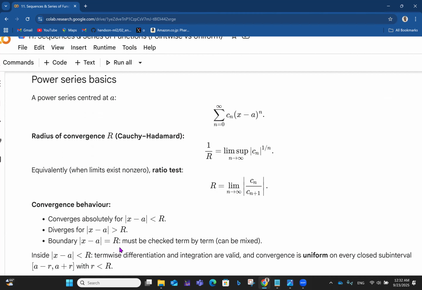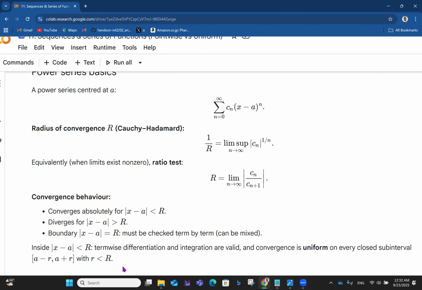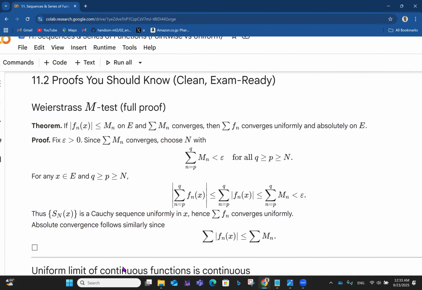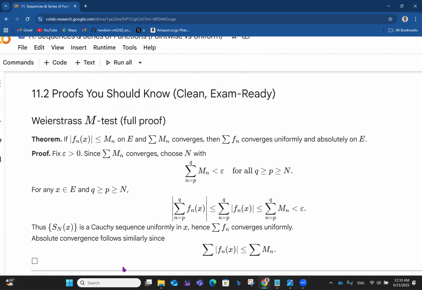Okay. So inside the absolute value of x minus a less than R, termwise differentiation and integration are valid, and convergence is uniform on every closed subinterval, say a minus r to a plus r, with r being less than the radius of convergence itself. So that's talking about some basics about power series, since we're talking about sequences and series in general. Okay, let's look at some proofs here.